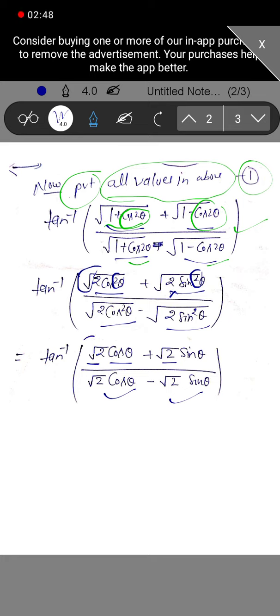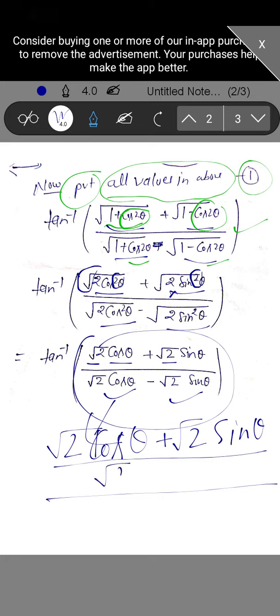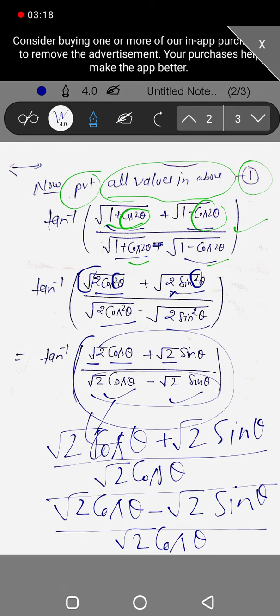I am solving this internal part to show you what I am going to do later. Here we have under root 2 times cos theta plus under root 2 times sin theta. I'm dividing this whole part by under root 2 cos theta, and the other part can be written as under root 2 times cos theta minus under root 2 times sin theta. Again I'm dividing this whole part by root 2 cos theta. If you observe, they are not going to affect anything in the question, because they both will get cancelled out. We get our original value, this what we have.